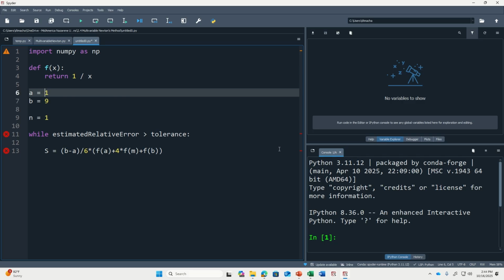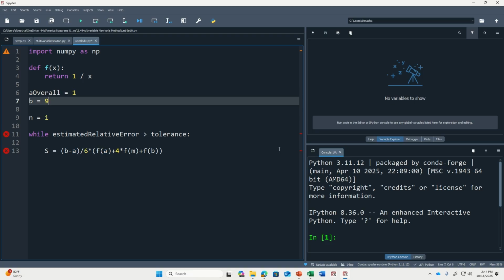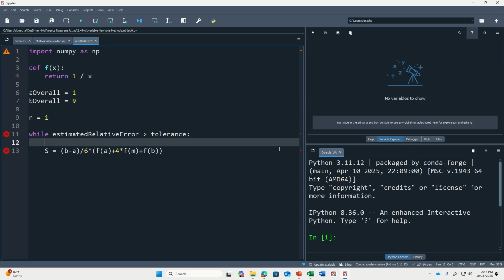So one thing I'm thinking about right now is that the a and the b for every subinterval is not going to be the same as the a and the b for the overall interval, right? And so maybe I'll name this a overall and b overall. So don't forget that those are the entire thing.